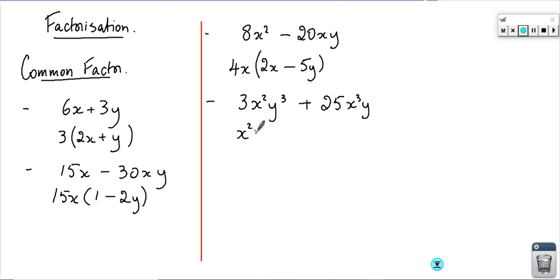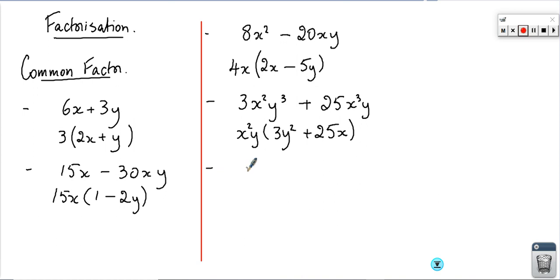As a rule of thumb, when there's a common factor with a power, we always take the smallest power. So let's check. Y cubed and y. Smallest power of y is 1. So x squared y is a common factor. Dividing 3x squared y cubed by x squared y, I get 3. X squared into x squared cancels out. Y cubed divided by y is y squared. Plus 25x cubed divided by x squared is x. Y divided by y cancels out. So we have x squared y into 3y squared plus 25x.